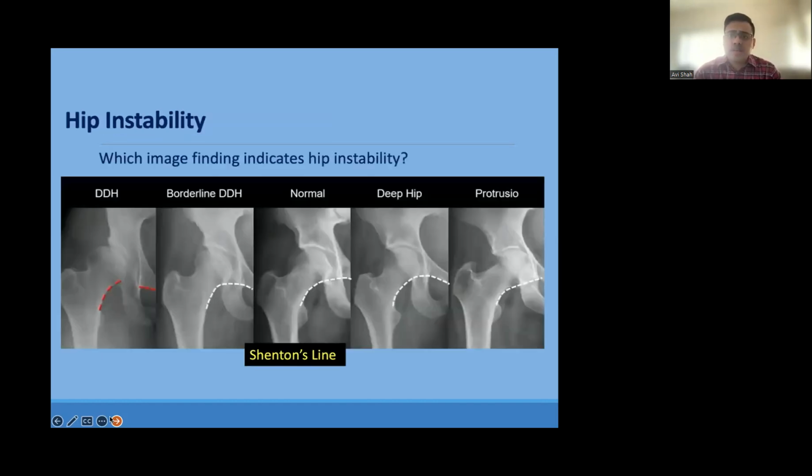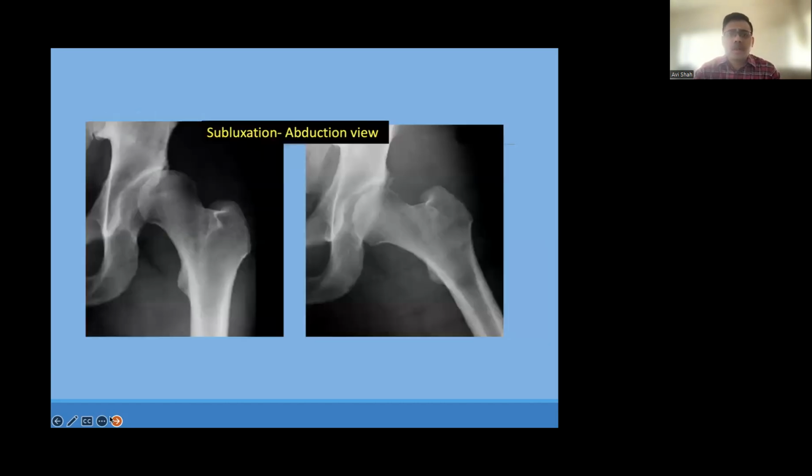So hip instability: there are signs on X-rays which can let us know about instability, and Shenton's line is one of the most important and basic lines which we see. If you have joint space reduction and subluxation, we want to know what is actually the cause. Is it the dysplasia, or is it an arthritis with a reduction in joint space which is the main cause? So taking an abduction view will help in this.